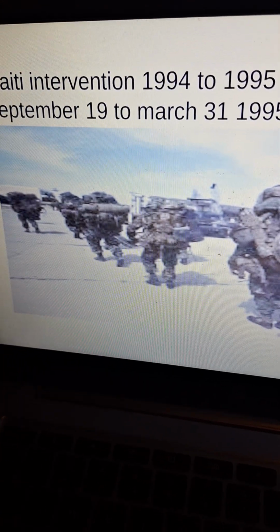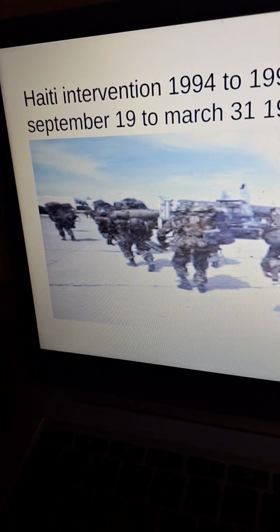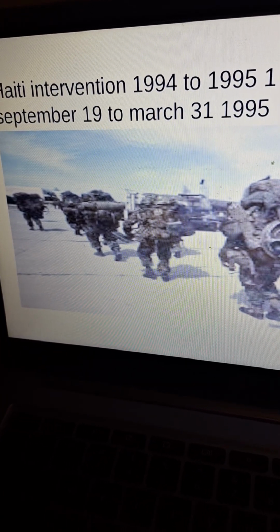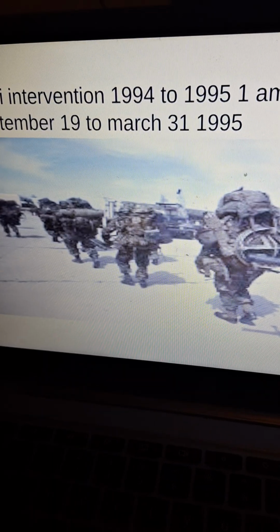The Haiti intervention, there was one American death, and it was from September 19th, 1994 to March 31st, 1995. And there's a picture. And then the Korean expedition from June 1st to July 3rd, 1871, 3 Americans died. And that's a charge right there. Yep, going up an island.